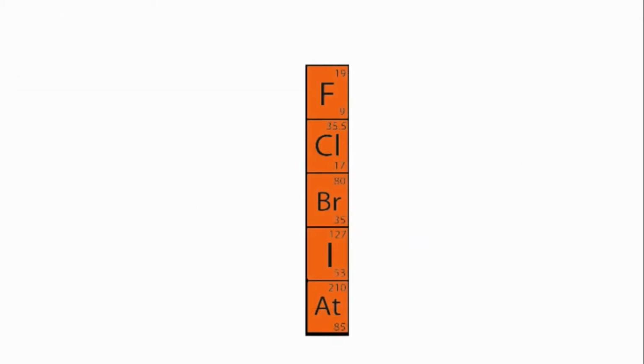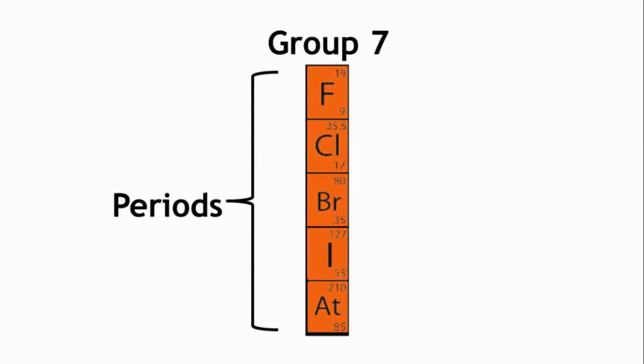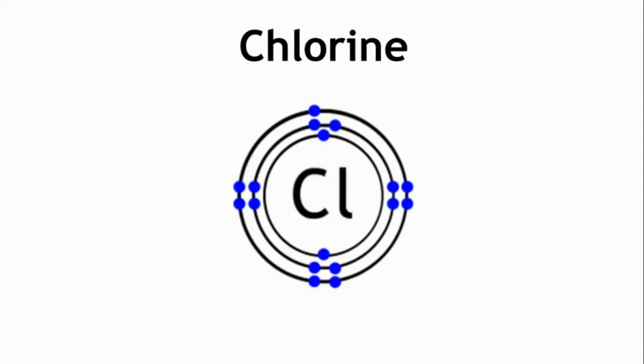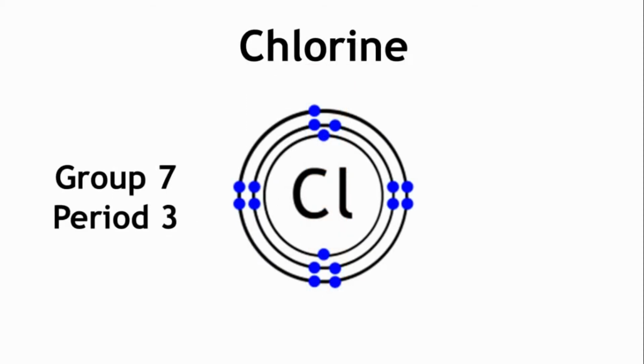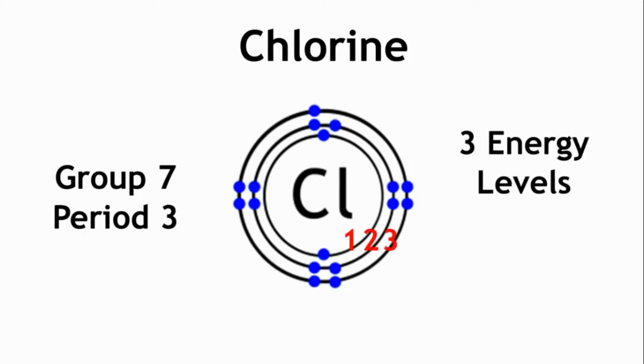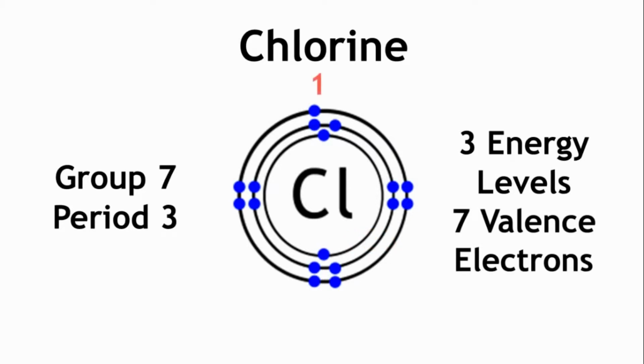So, if we look at group 7 again, we can see that they are each in a different period in the periodic table, telling us that each element in this group has its outer electrons on a different shell. So, chlorine is in group 7, period 3. Therefore, it has 3 energy levels with 7 electrons in its outermost shell.